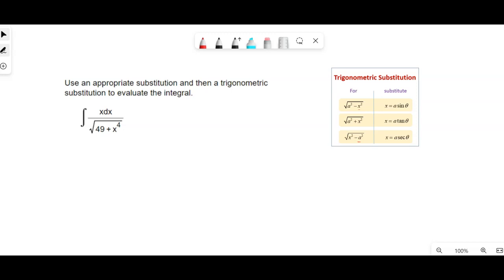Okay, let's complete the trio of examples, and we're going to do a tangent here because the other videos we've seen have been sine and secant. This is tangent. Now, how do I know it's tangent? Well, it's easy to know that this is going to be tangent because of the plus sign.